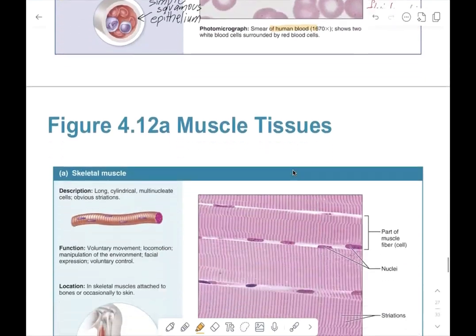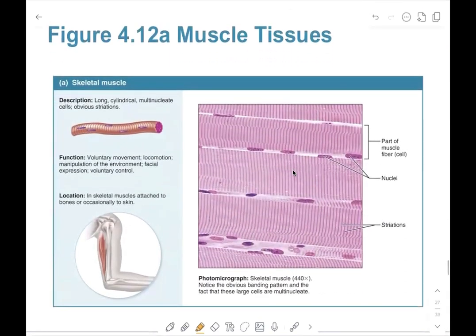The next type of tissue that we're going to learn about is muscle tissue. And there are three types of muscle tissue. There's skeletal muscle, which is long, cylindrical, multinucleate, and has striations. But we can't call it striated muscle because cardiac muscle is also striated. So this is a part of the muscle fiber or the cell. And I'm going to draw a black box surrounding the skeletal muscle cell so you can see how large it is.